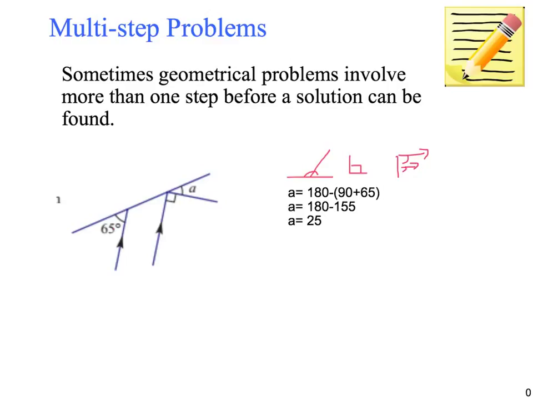So 180 minus 90 plus 65 equals A. This is 90 and this is 65. So we add those up, take them away from 180 and we get 25 degrees. Don't forget our degree symbol.